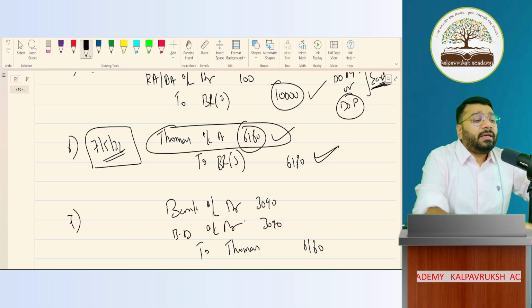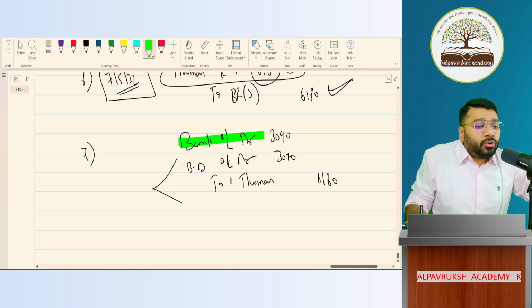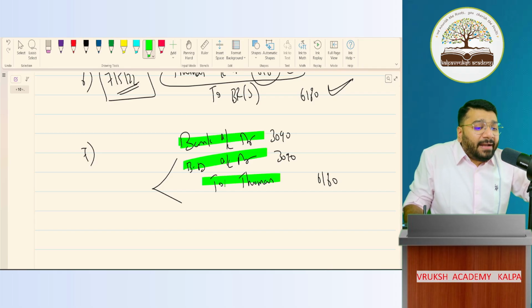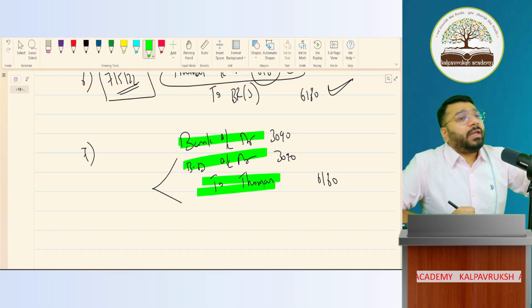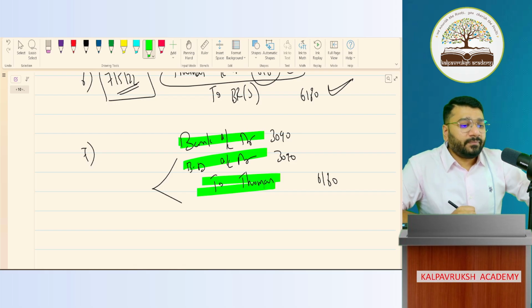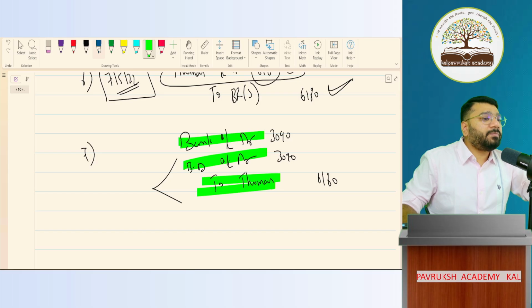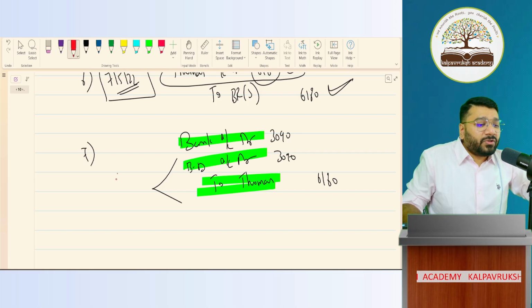In the study material, they will split this into 2 entries: bank to Thomas 3090, bad debt to Thomas 3090. They would have split it. You can also split it or you can combine it. Both are fine. What do you want? Combined or separate? So this is the combined entry.